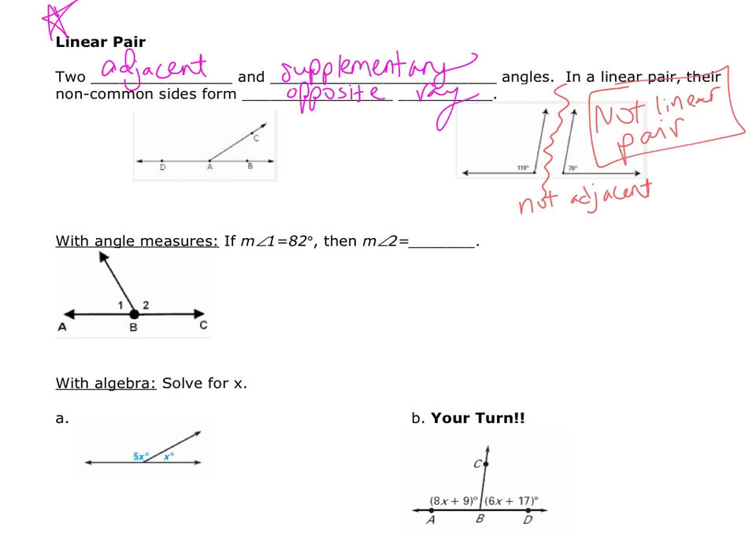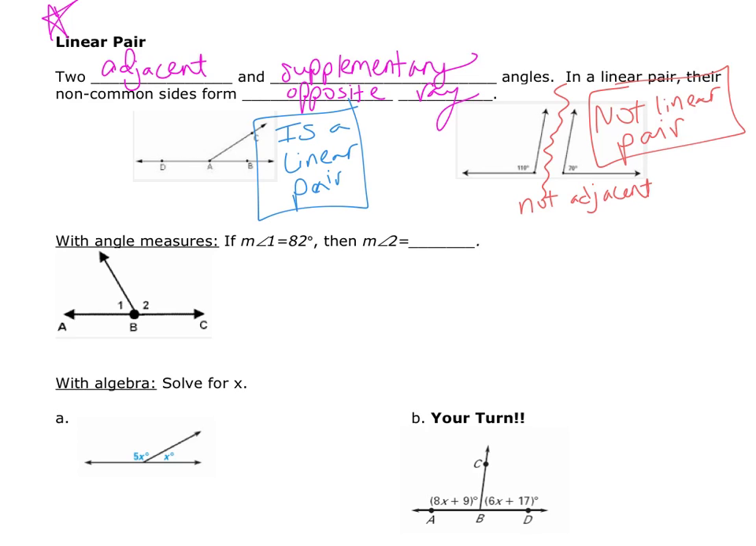The example on the left shows that they are adjacent because they share this side in common, they share the vertex, and they are supplementary even though we cannot see what the degree measures are because this makes a straight angle. And we know that a straight angle together means that it is 180 degrees. So we can see that this is adjacent, it is supplementary. So this one is our example of the linear pair.